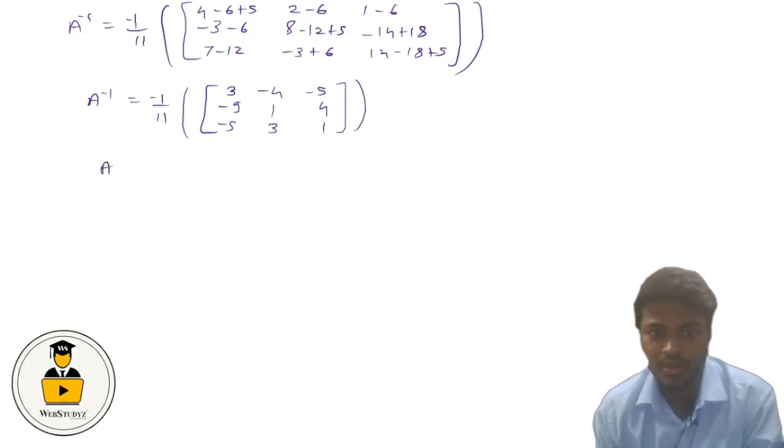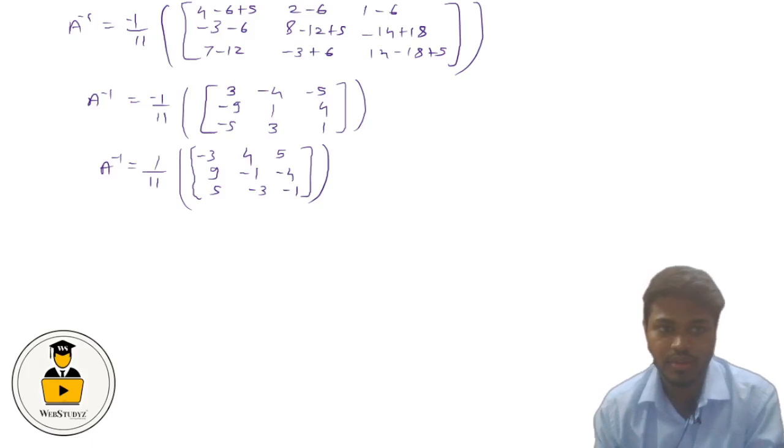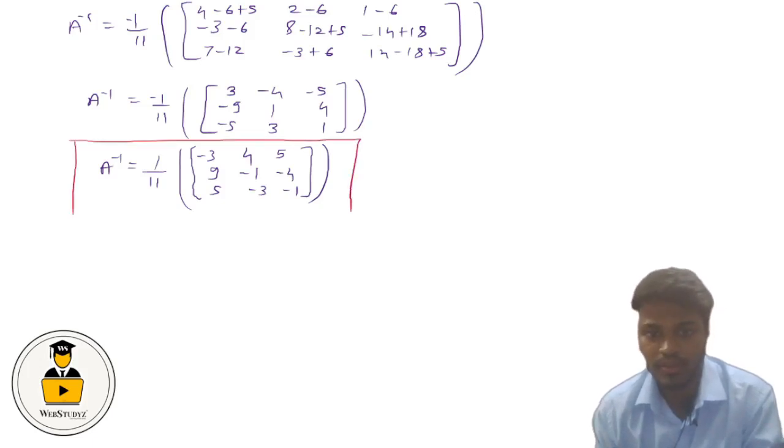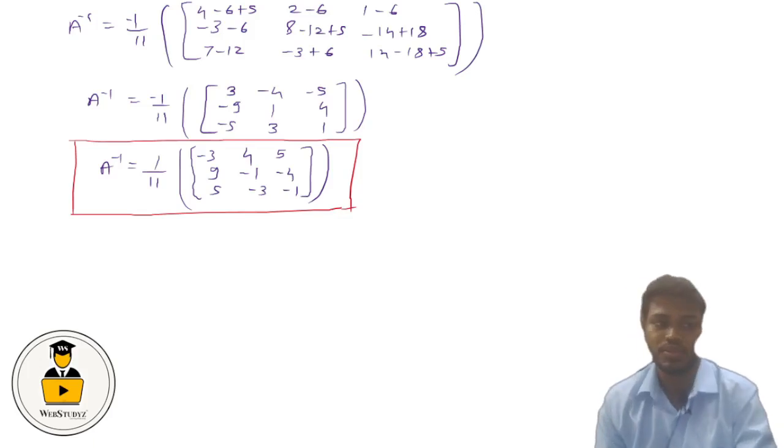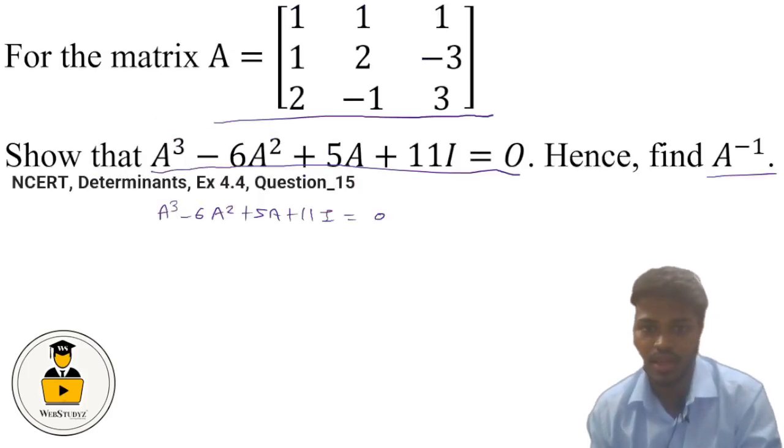Now if we multiply this minus sign inside, this will be 1 upon 11 times minus 3, plus 4, plus 4, plus 5, plus 9, minus 1, minus 4, plus 5, minus 3, minus 1. So this is the value of A inverse for the given matrix A. So in this question we have shown that A cube minus 6A square plus 5A plus 11I equals 0, and we have also found the value of A inverse.